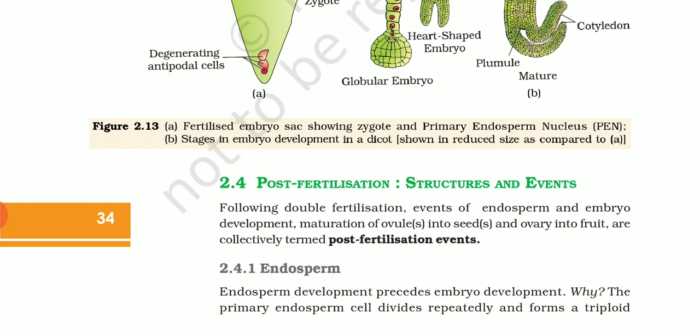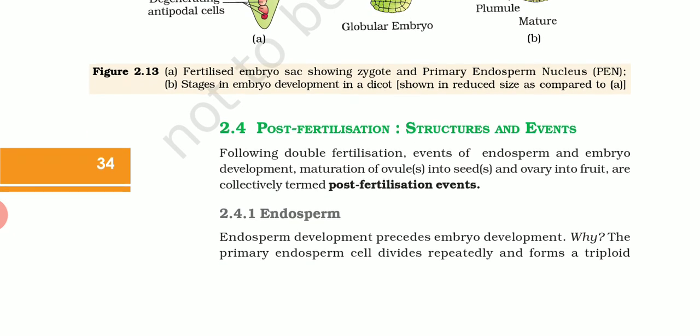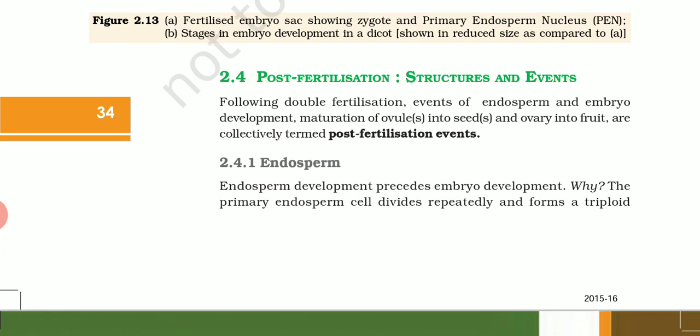So what are the post-fertilization changes called? All the events that occur in a flower after fertilization are known as post-fertilization changes. And what do they include? They include, number one, the development of embryo, because the zygote has been formed inside, so it develops into embryo. The development of endosperm, the formation of fruit, and the formation of seed. That is the maturation of ovules into seeds and maturation of ovary into fruit.